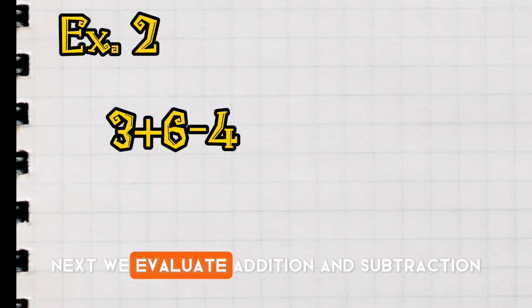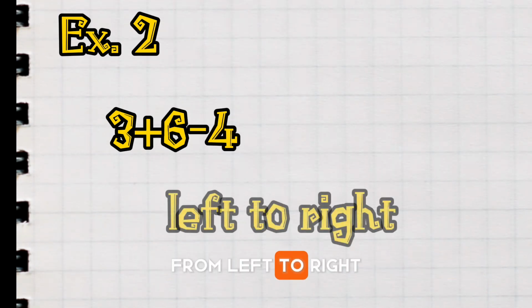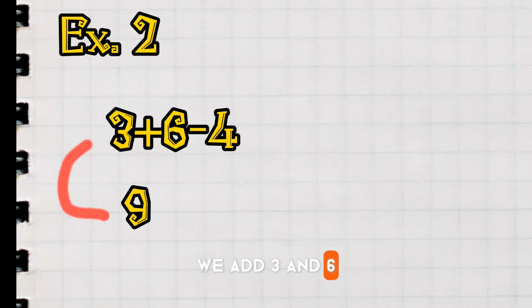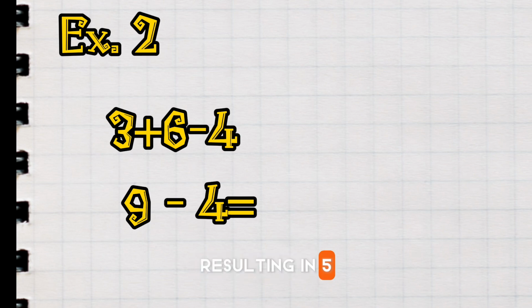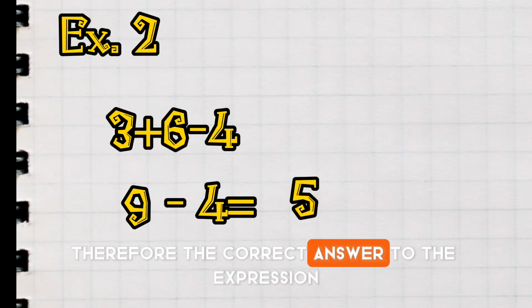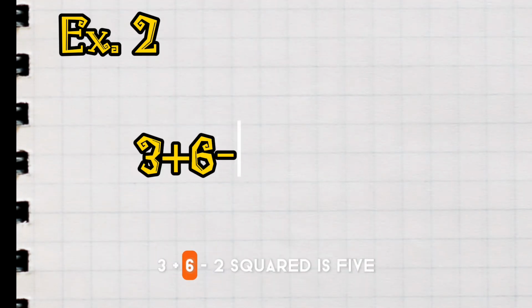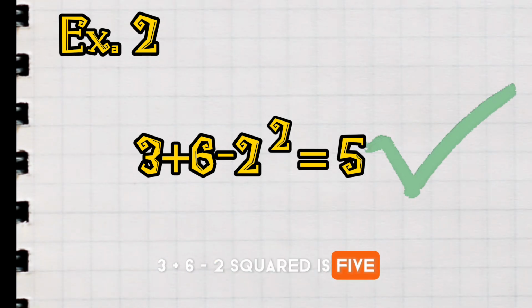Next, we evaluate addition and subtraction from left to right. We add 3 and 6, giving us 9. Then we subtract 4 from 9, resulting in 5. Therefore, the correct answer to the expression, 3 plus 6 minus 2 squared, is 5.